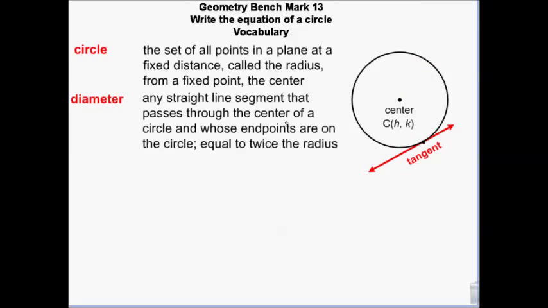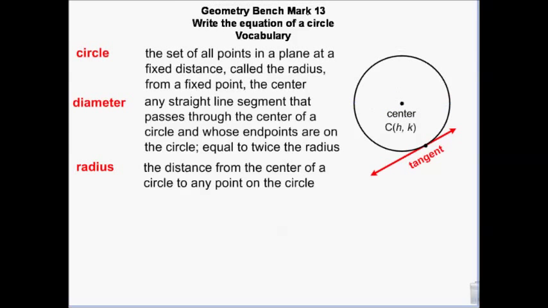Okay. The diameter is a straight line segment that passes through the center of the circle, and the endpoints are on that circle. It's equal to 2 times the radius. We have a radius and a radius. The radius, which we just went over already, is the distance from the center to any point on the circle, and this distance is the same all the way around because it's a circle.